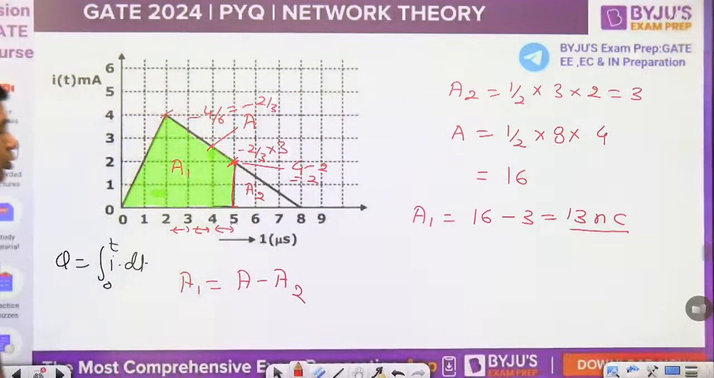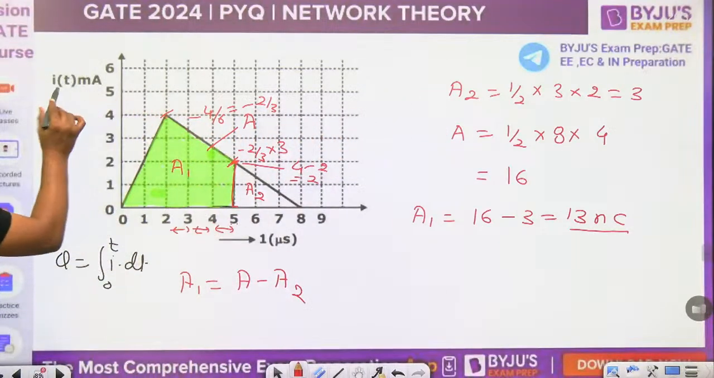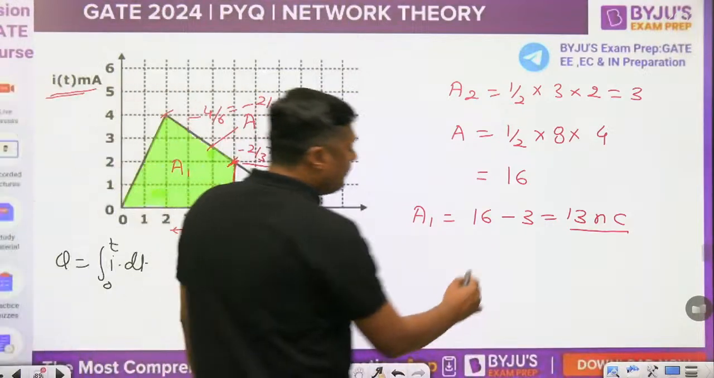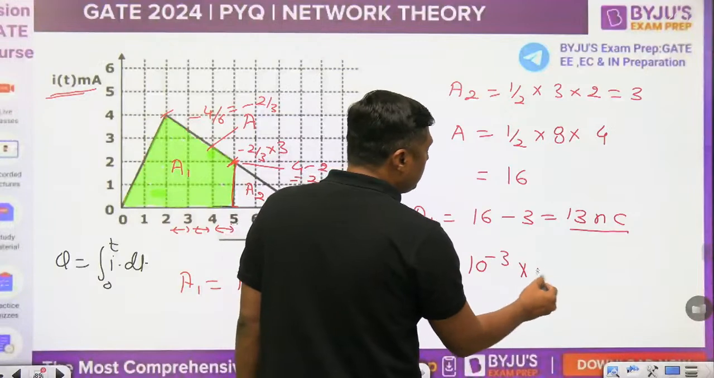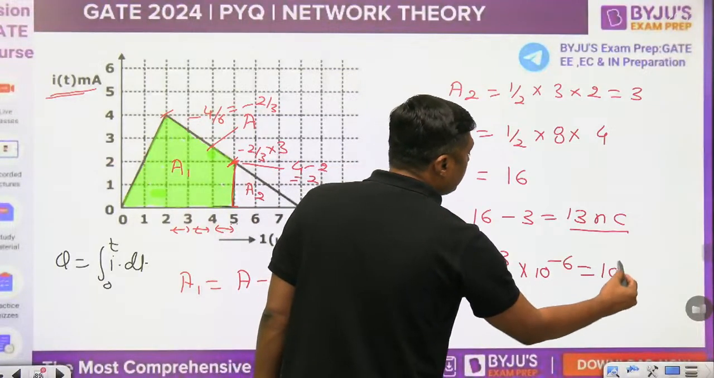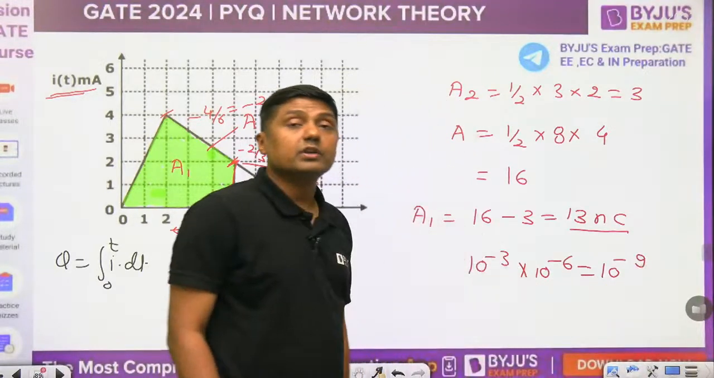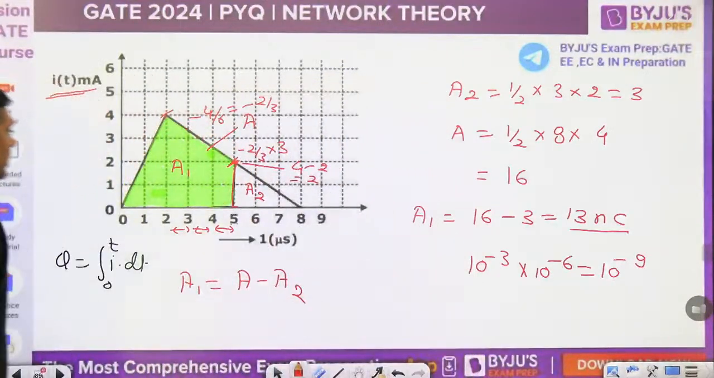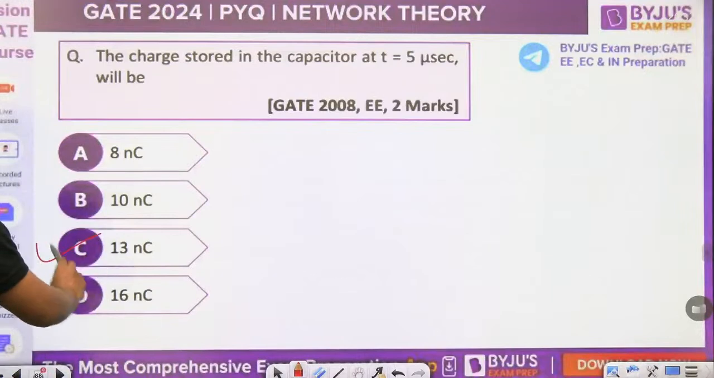13 nano. Why nanocoulomb? Because the time is in microseconds and the current is in milliampere. So what is the multiplication of milli and micro? Milli means 10 to the power minus 3, micro 10 to the power minus 6. That is nothing but 10 to the power minus 9. That's why the charge will be in nanocoulomb. This is the answer, 13 nanocoulomb. Very, very simple one. Then the next question, a linked question.